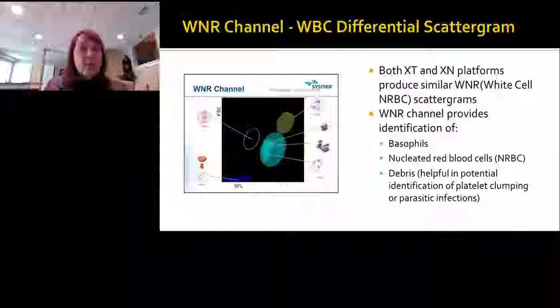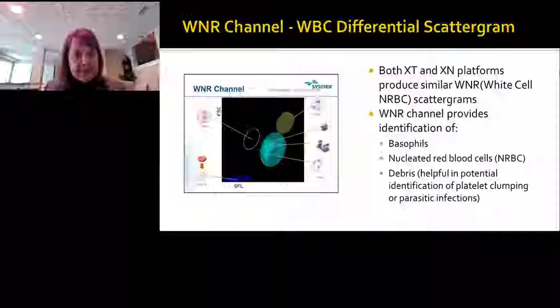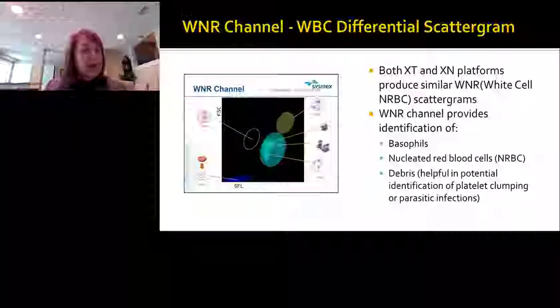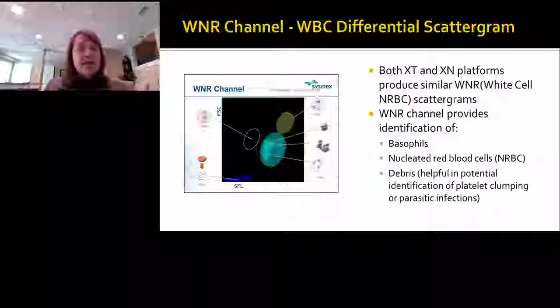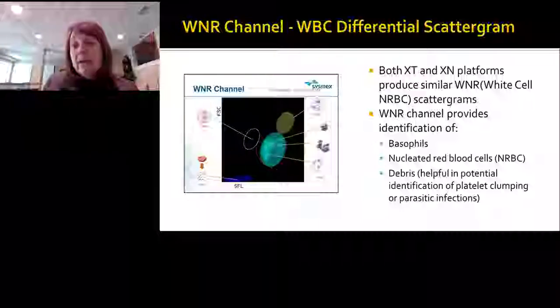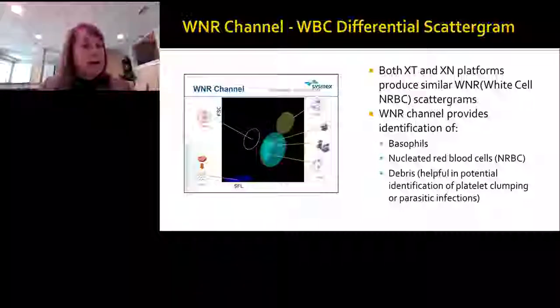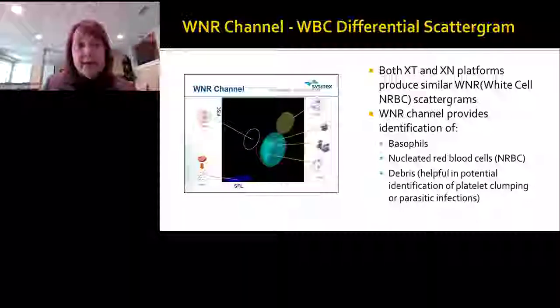So WNR provides identification of basophils and nucleated red cells, and we also have a debris area. Most people discount the debris area, but we're going to find in these case studies that even the debris channel can be important in interpreting abnormal scattergrams. Examples that you might find in that debris category might indicate there's a platelet clumping problem or potentially even parasitic infections.